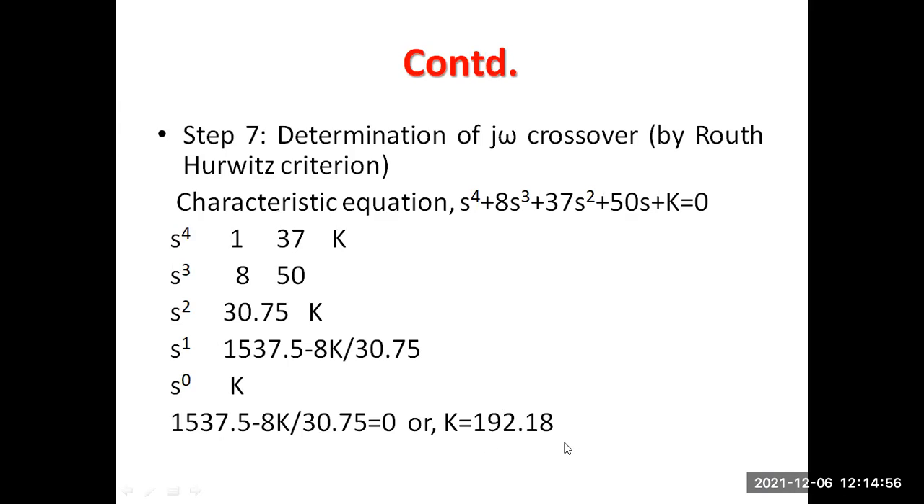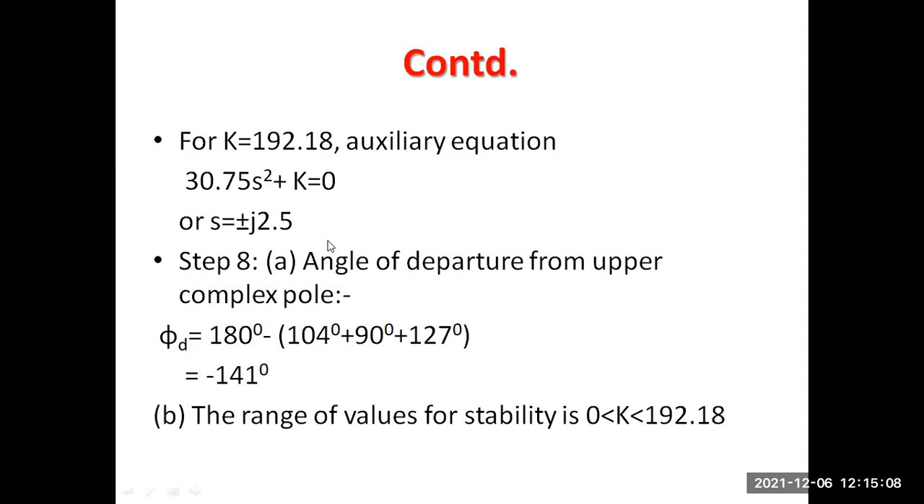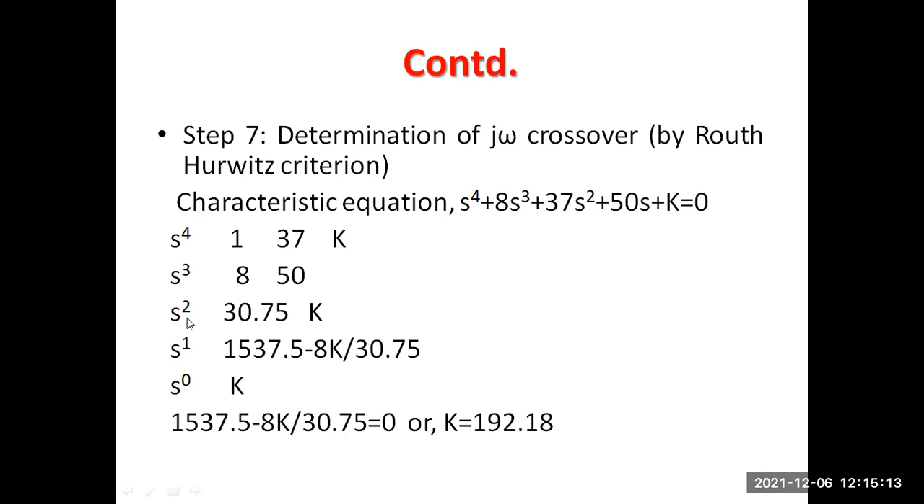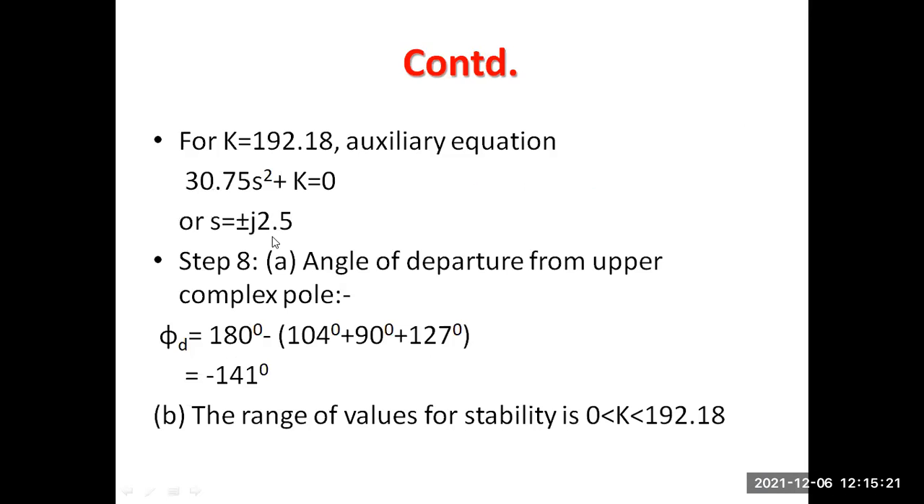So are you getting K equal to 192.18? Are you getting this value? Yes, sir. Okay, so this is the value of K for which the system will be stable. So we'll substitute this K and form the auxiliary equation, 30.75 S squared plus 192.18, similar to the earlier case. We'll substitute and calculate the value of S, which gives the roots of the characteristic equation.